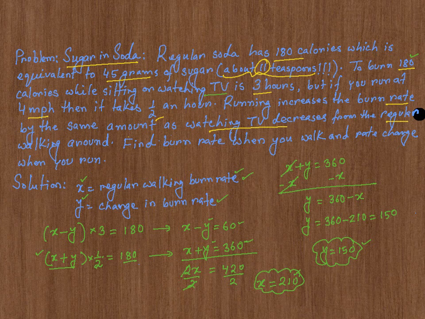So this is how you do this problem. Basically, this gives you an idea of what happens when you're drinking a soda: you are consuming this much sugar, 45 grams, which is about 11 teaspoons, and then to burn that it takes quite a lot of time.